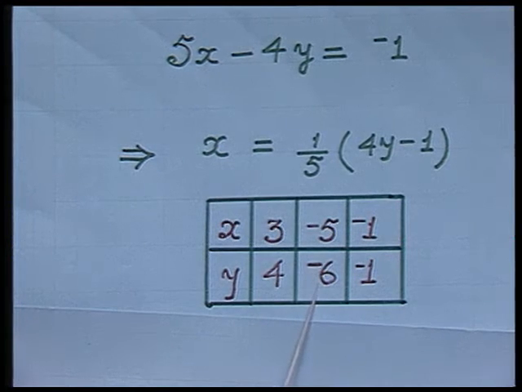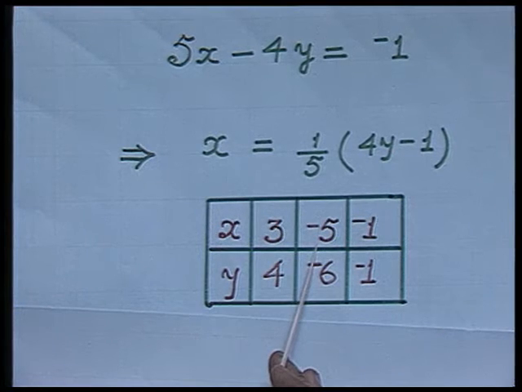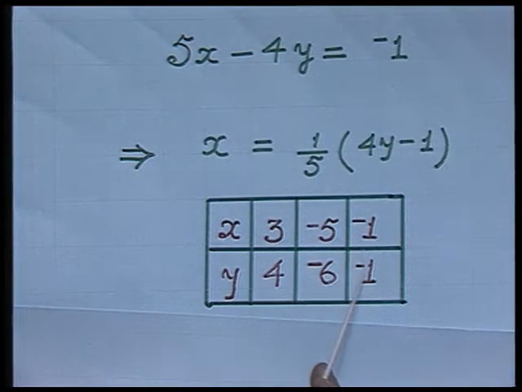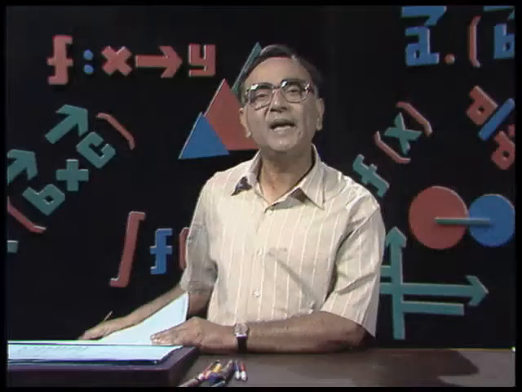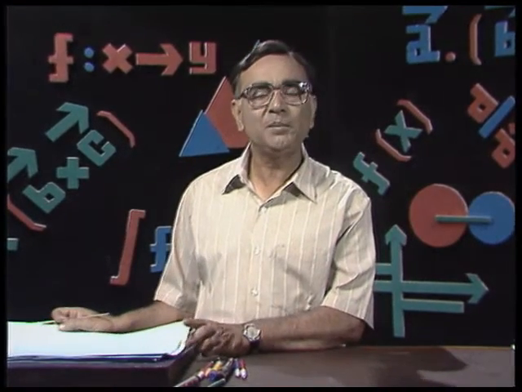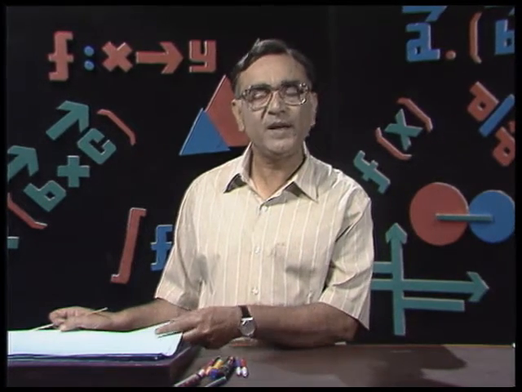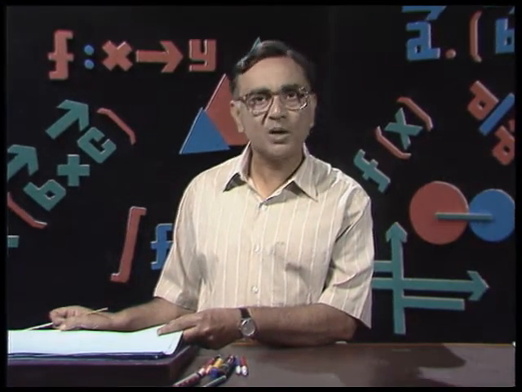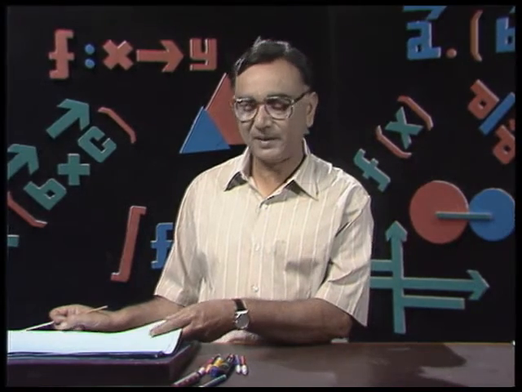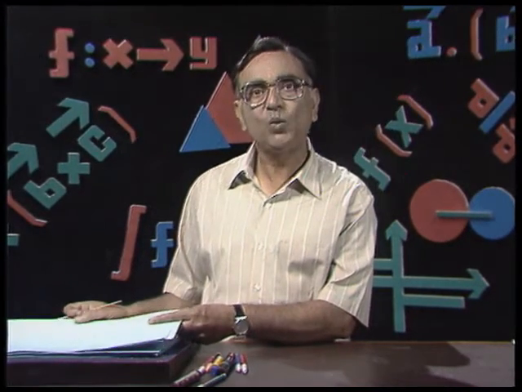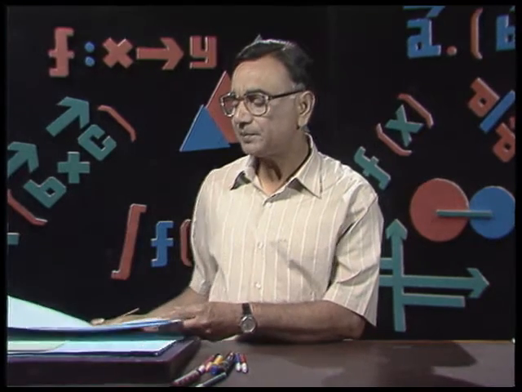Similarly, by assigning the value of y as minus 6, I get the value of x as minus 5, and that is another ordered pair, and the third ordered pair is minus 1, minus 1. And then how do we plot them on the graph paper? We plot the ordered pairs on the graph. Let's plot them and see what type of line it comes.